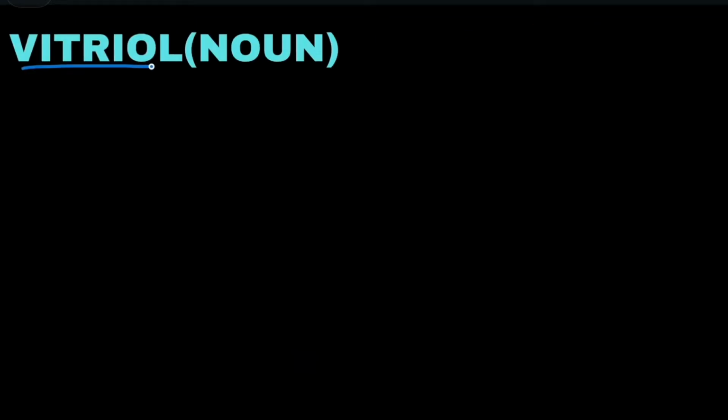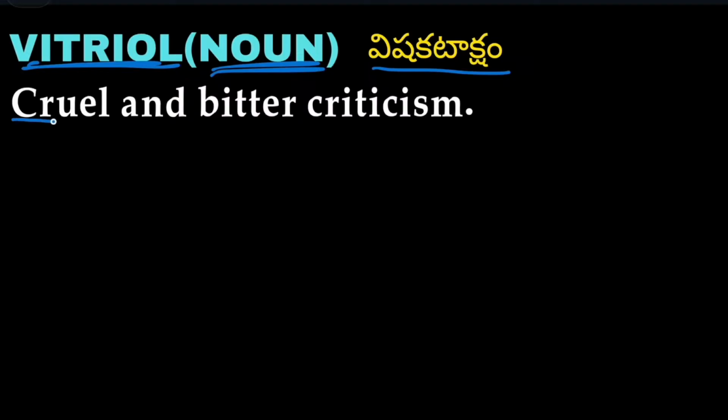So the next word we have is vitriol. Next word is vitriol and vitriol is a noun. Vitriol means vishakataksham. Cruel and bitter criticism. Cruel and bitter criticism is called vitriol.